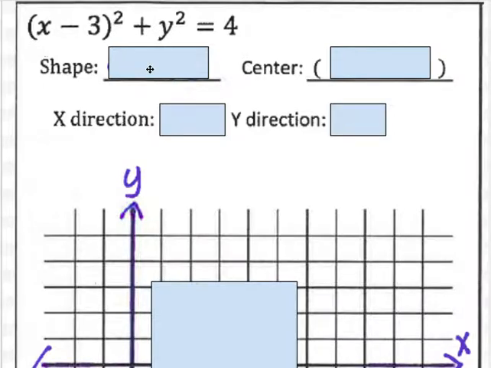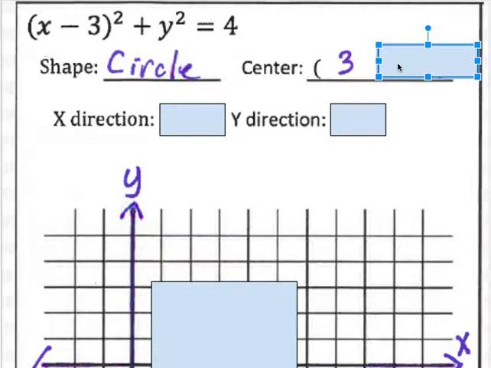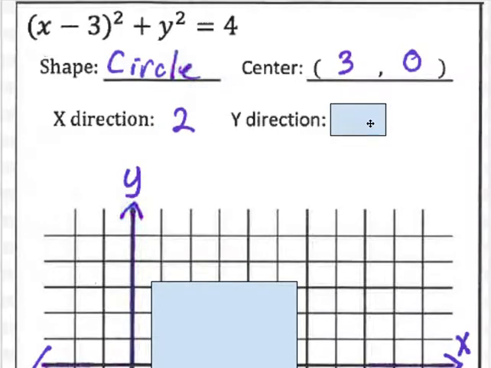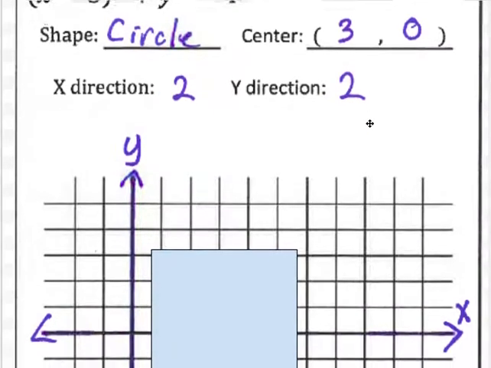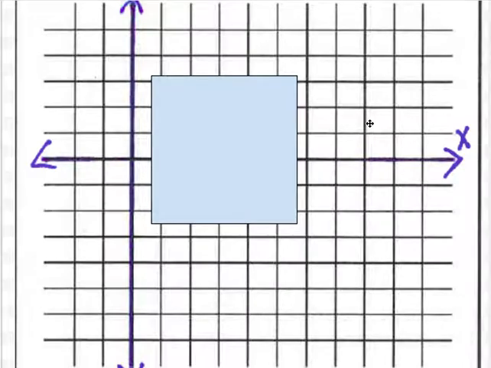Now, for the center of our circle, we are subtracting 3, so my x component is going to be 3 units to the right. And notice I'm not adding or subtracting anything to my y value, so that means the y value is going to be 0. So the center of my circle is going to be at 3, 0. Now, the square root of 4 is 2, so I'm going to move 2 to the left and 2 to the right, 2 up and 2 down.